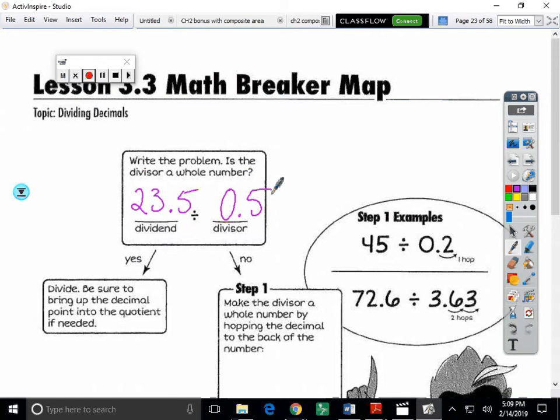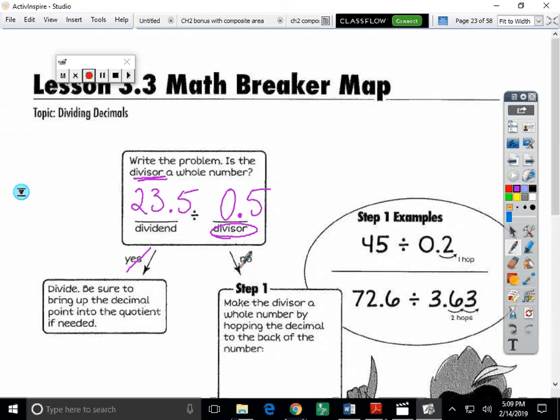Well, in this situation, I happen to have a decimal in both my dividend and my divisor. But the real question says, is the divisor, this is the important one, a whole number? Well, the divisor is always the second one. He's always the supervisor. He's always overlooking. So right here he is, the divisor. And is it a whole number? The answer would be no. You notice there's a decimal sitting here between the 0 and the 5. This actually shows 5/10. So I cannot say yes.